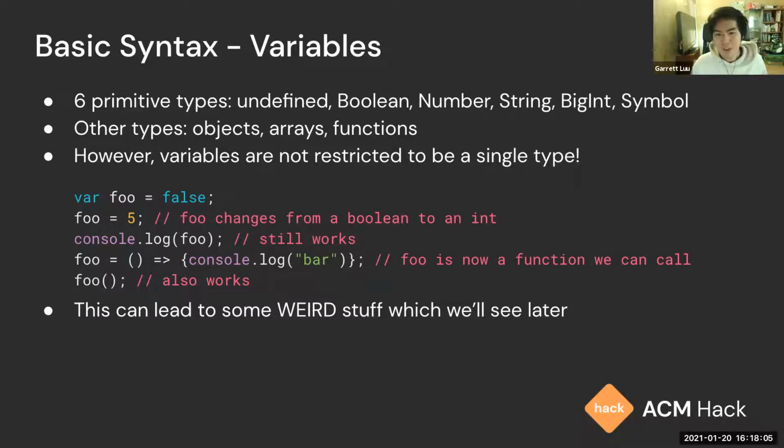Boolean is true, false. Number is just integers and decimals. String is a string of characters, so a sequence of characters, text. Big int is basically for integers that don't fit in the number category, that are too big. And symbol is basically a unique identifier for things. Honestly, you really only need to worry about these 4. Big int and symbol are not really used that much.